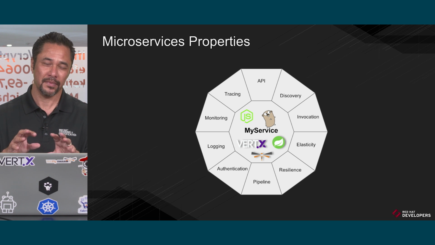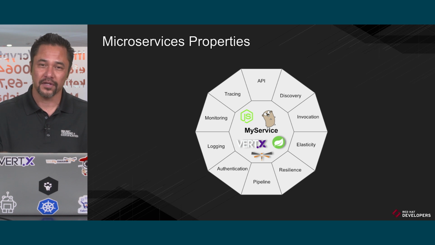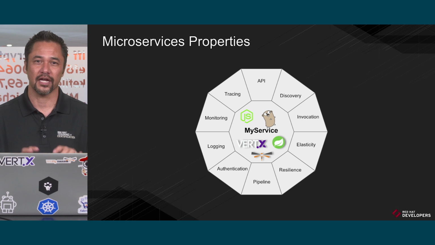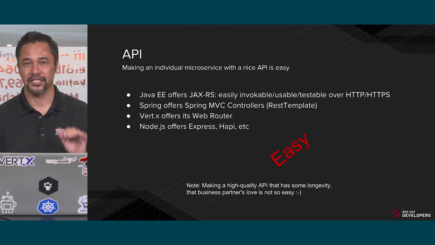We want to show you what it means to actually build not only the thing inside the circle, this individual microservice, which is fairly easy, but also all the capabilities around it that are super critical to actually managing that thing at scale, managing it at runtime. So let's get into the API side of it, right? Making an individual microservice is super easy.